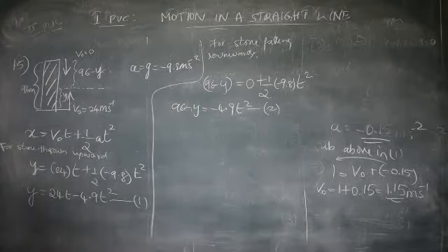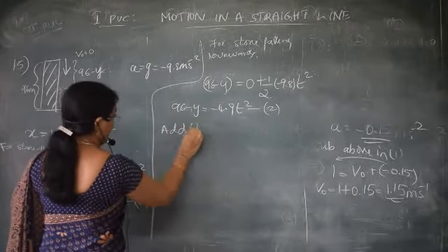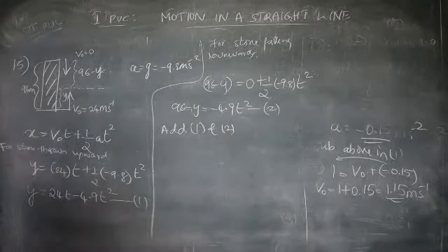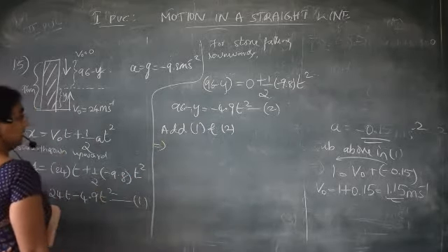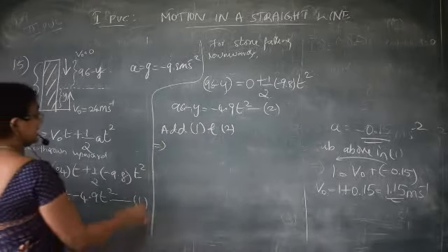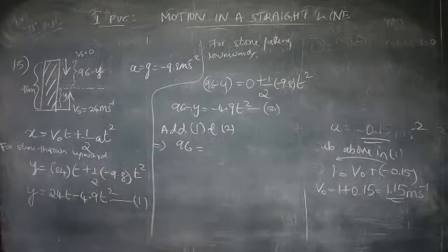We will add the two equations. What do we get? Adding equation number 1 and 2, plus y minus y will get cancelled. 96 is equal to 4.9 t square, 4.9 t square. You are adding it, correct? So I think we will get it as how much?